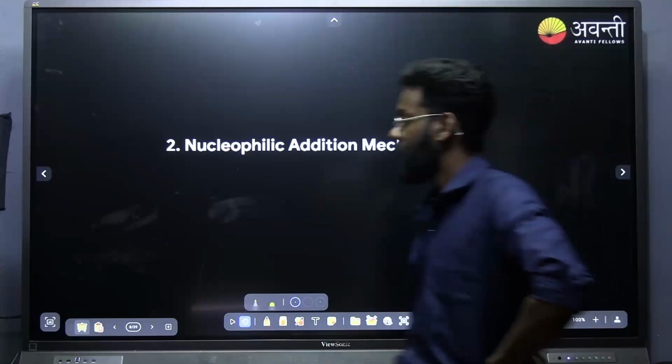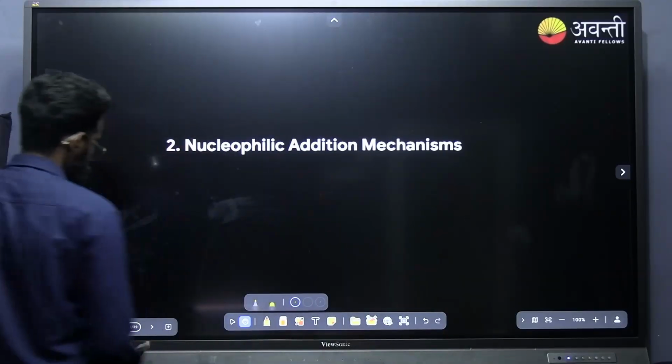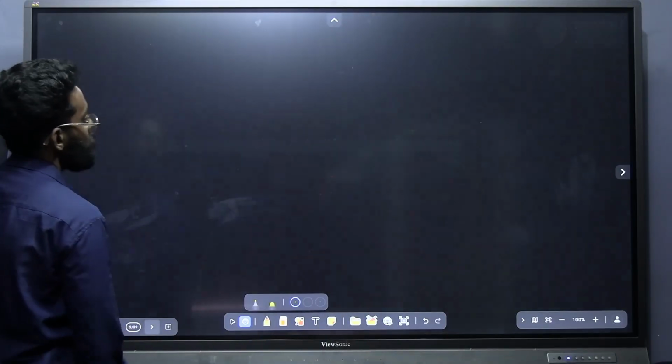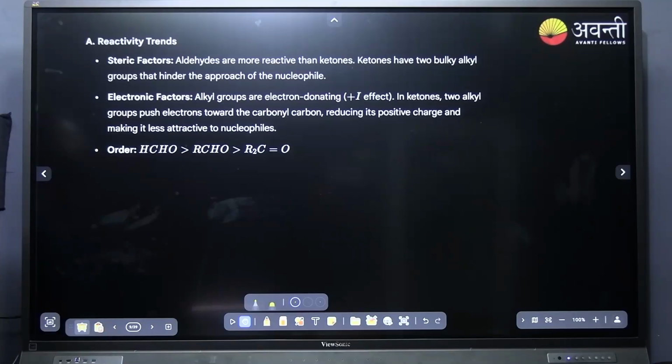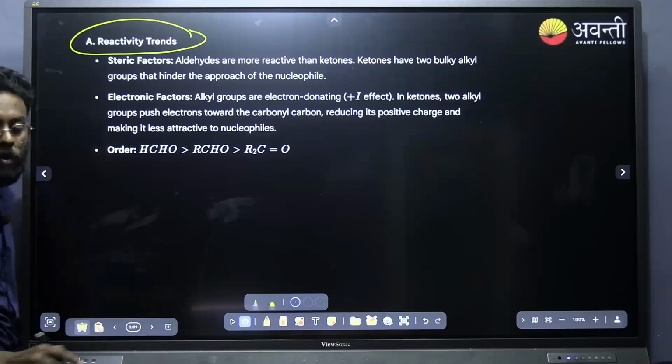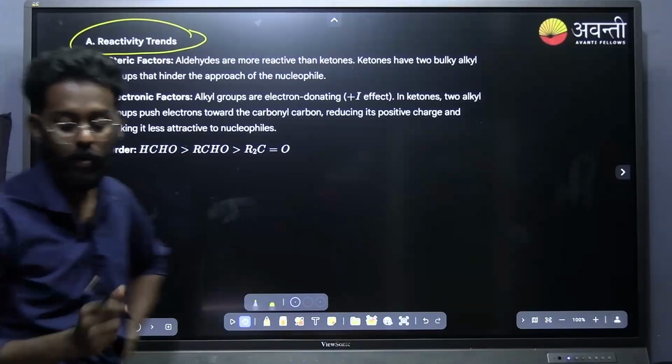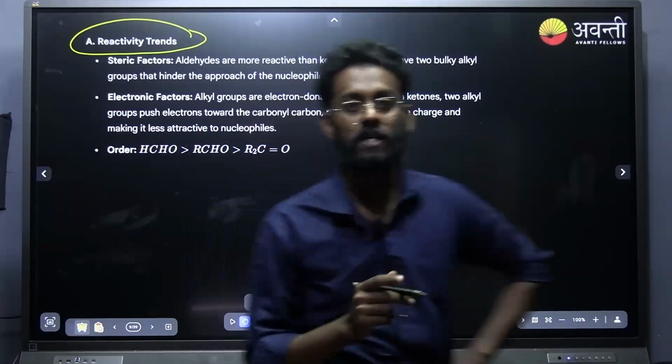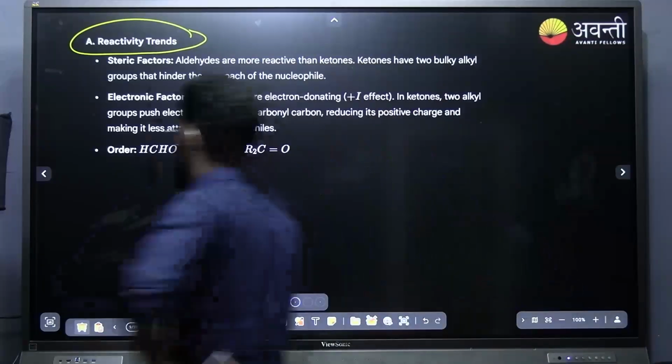Next is about nucleophilic addition reaction. Aldehyde and ketone have a higher chance of undergoing nucleophilic addition reaction. Before going into it, you should know which is more reactive, aldehyde or ketone. Which is more reactive to nucleophilic addition reaction? What is the reactivity order?